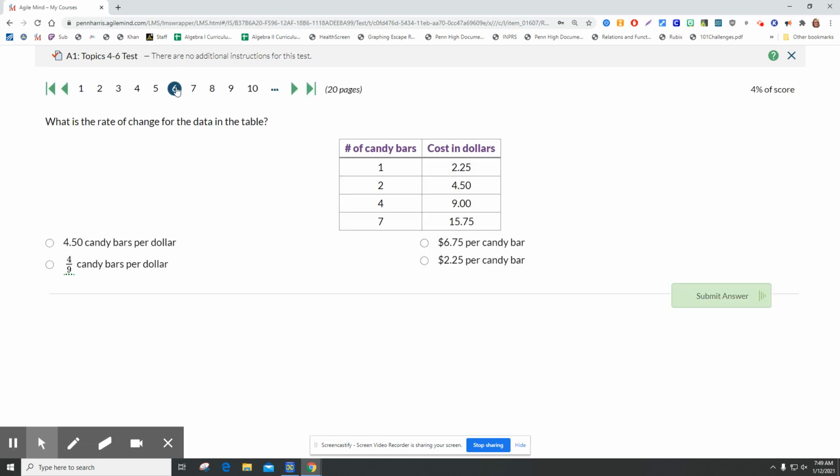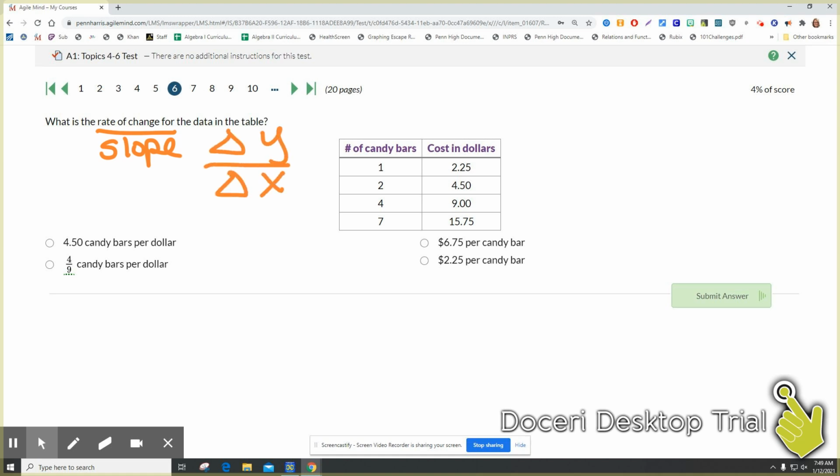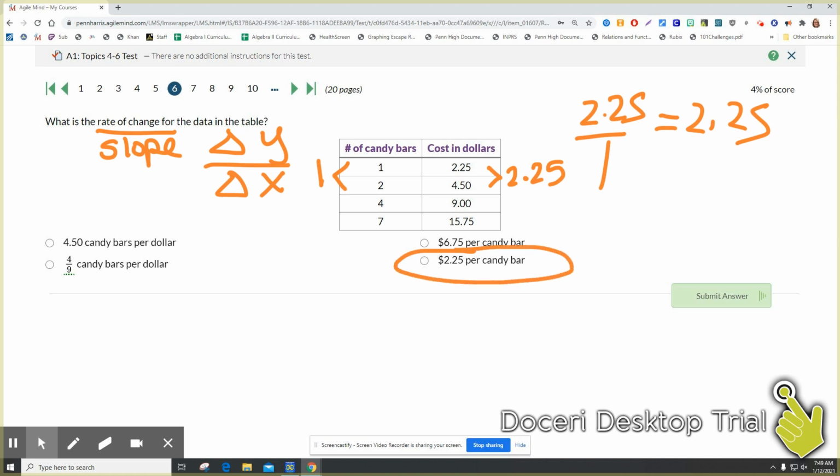Number 6, what is the rate of change for the table? Guys, rate of change, that's a fancy way of saying what is the slope. Remember, for slope, we do the change in y over the change in x. So let's take a look here. From 225 to 450, you would just punch into your calculator 450 minus 225, and we see 225. You don't need to go any further, okay? Jump over here. From 1 to 2 candy bars, that's 1 candy bar. So 225 divided by 1 equals 225. So what is it? It is $2.25 per candy bar.